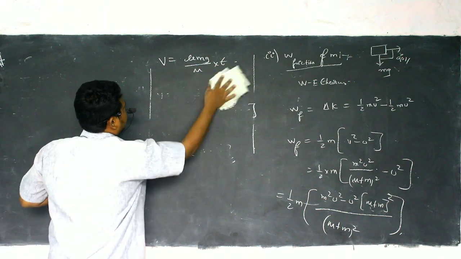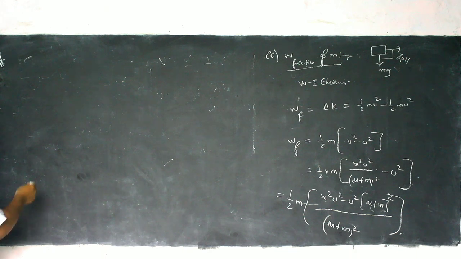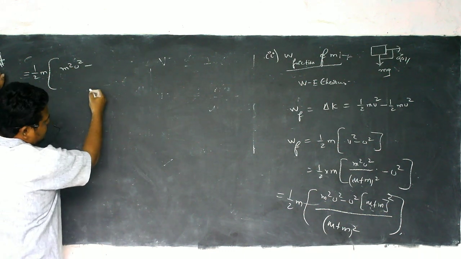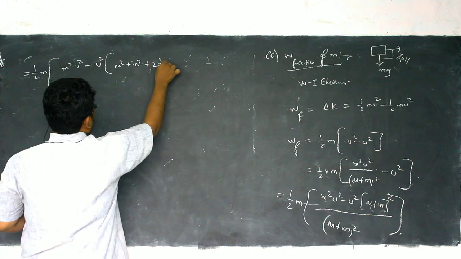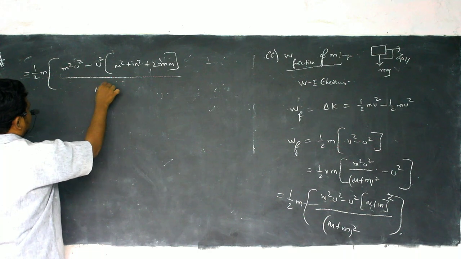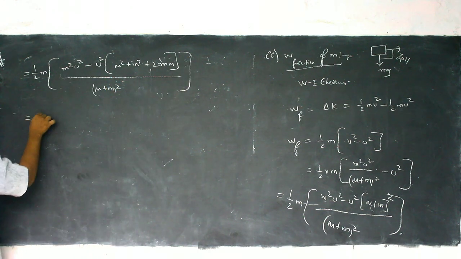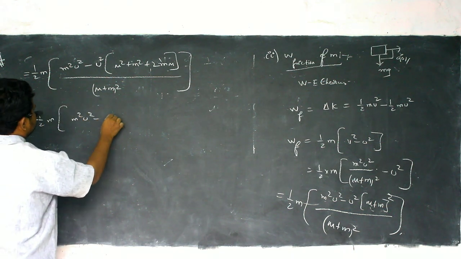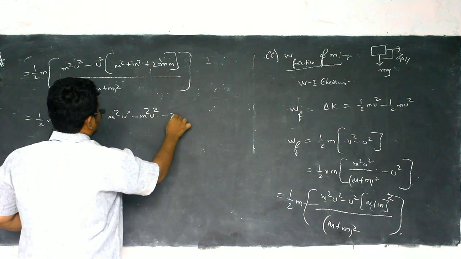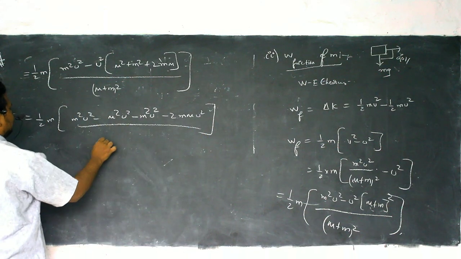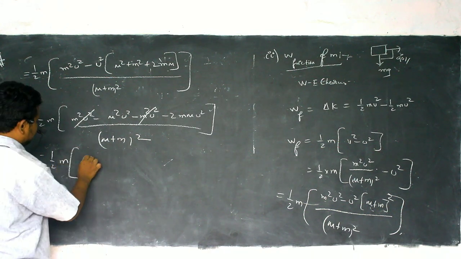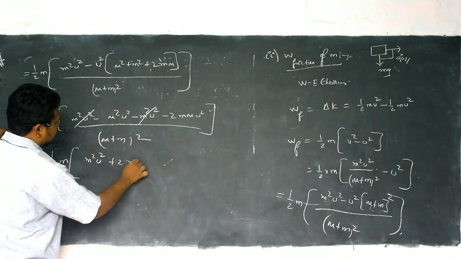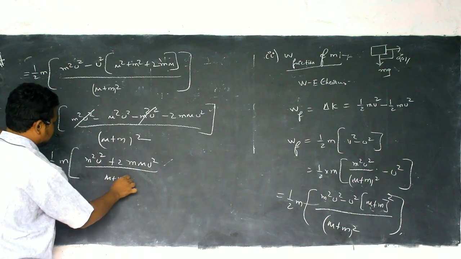Clear? So half m into (M square u square minus u square into (m plus M) whole square) divided by (m plus M) whole square. If I expand this, (m square plus 2 m M plus M square). So M square u square minus M square u square cancels, leaving minus half m times (m square u square plus 2 m M u square) divided by (m plus M) whole square.